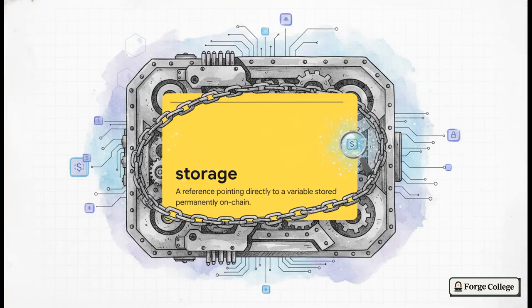First up, we have storage. Think of this as the permanent record. When you declare a parameter as a storage reference, it's pointing directly at a variable that's saved permanently on the blockchain. The huge, absolutely crucial takeaway here is that if you modify a storage parameter, you are literally changing the persistent state of your smart contract forever. It's incredibly powerful, but yeah, it comes with a lot of responsibility.